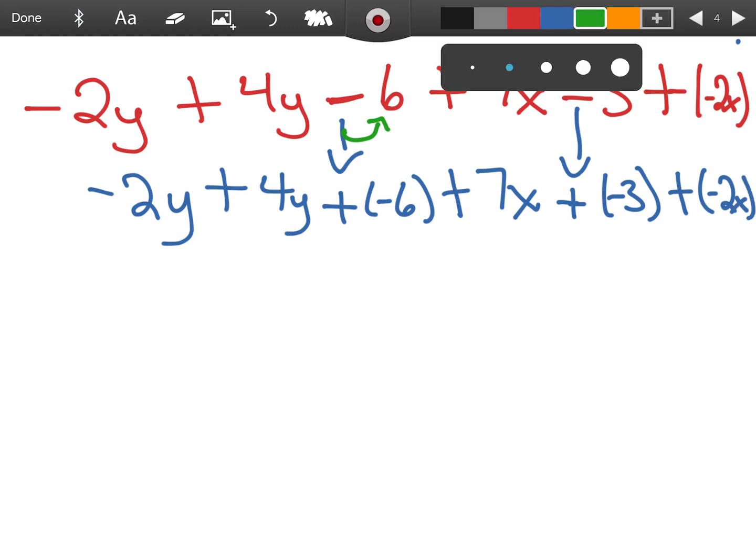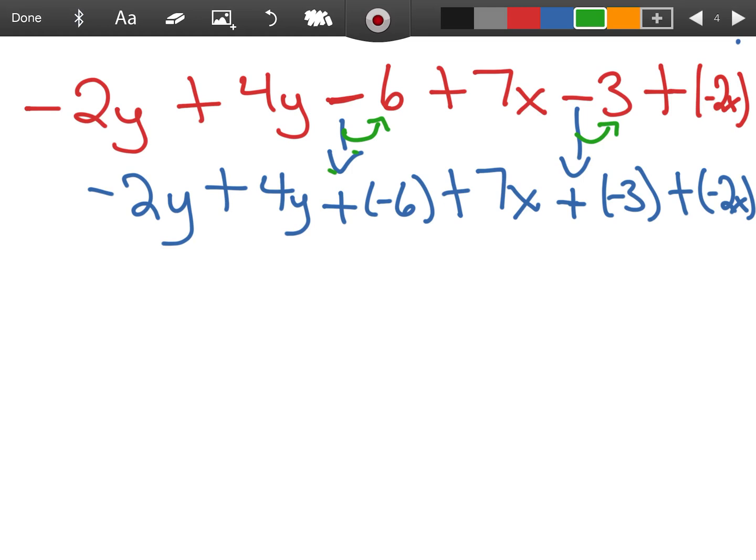So the only thing that I am changing is my arrow going down, which is a subtraction, and then my number right next to subtraction has to change to its opposite. Everything else we bring down identically the same.